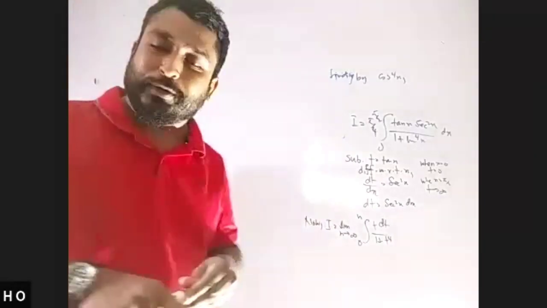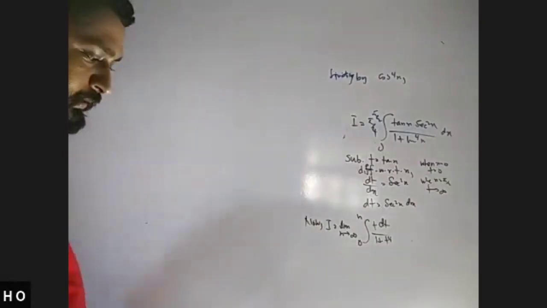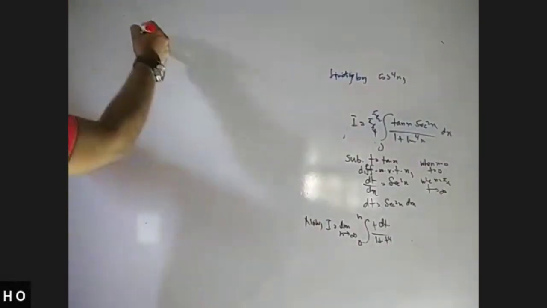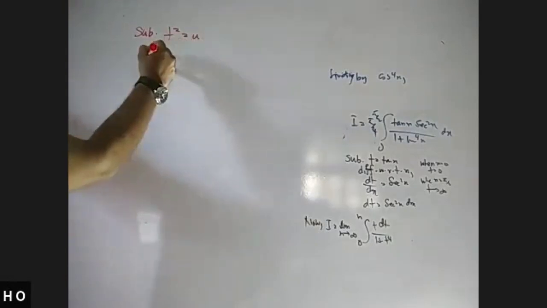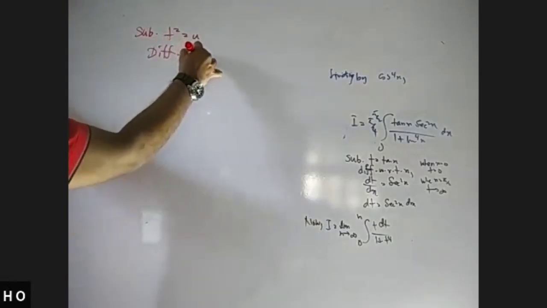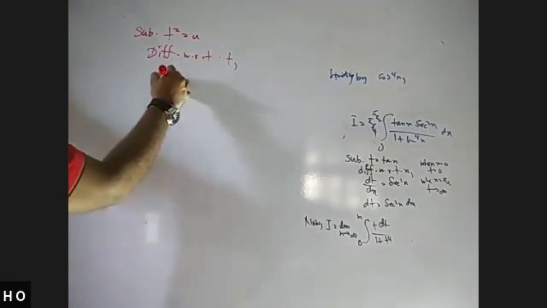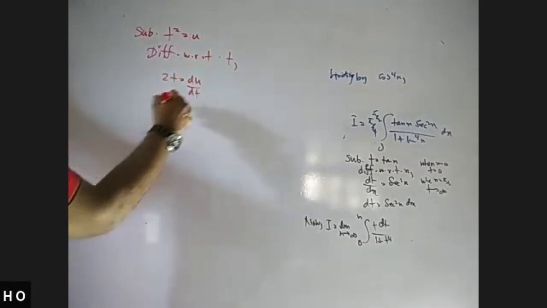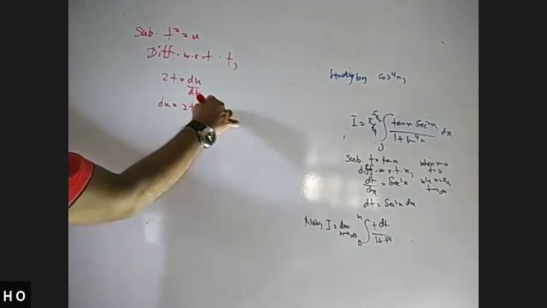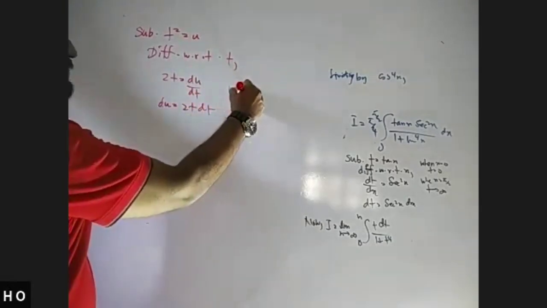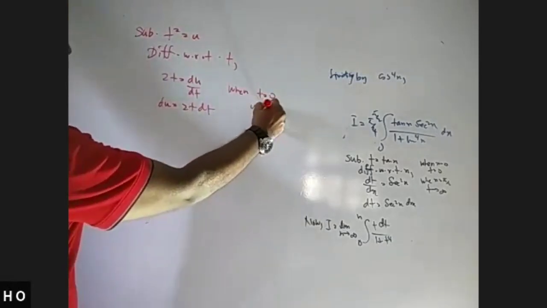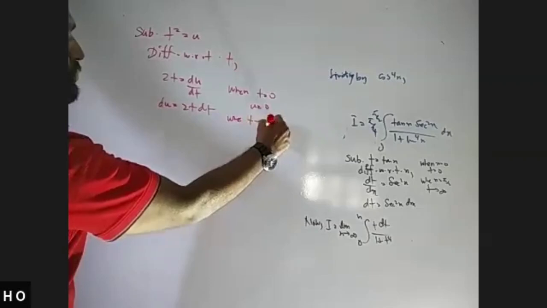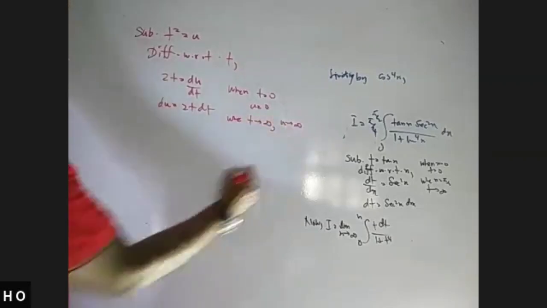So it is going to be t squared equals u. As you have been using x, don't use x again. Substituting t squared equals u, differentiate with respect to t: 2t equals du by dt, du equals 2t dt. And the limits: when t equals 0, u is 0. When t tends to infinity, u also tends to infinity.